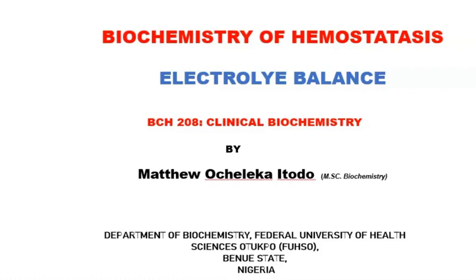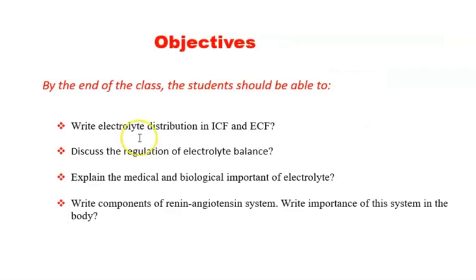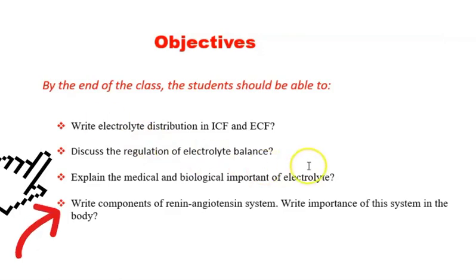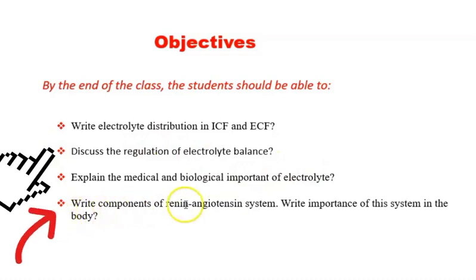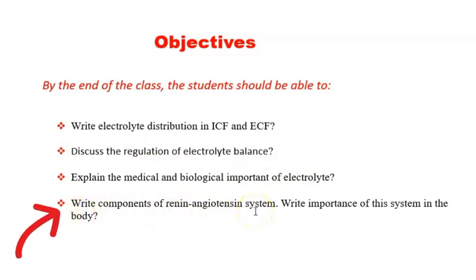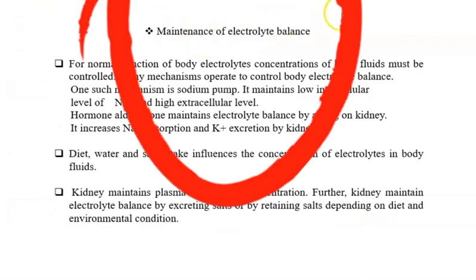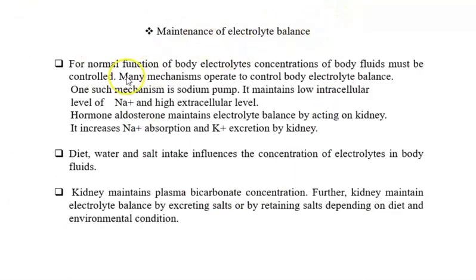We are here on the topic biochemistry of homeostasis, and I will be concentrating on electrolyte balance. In the course of this lecture, you will understand and be able to discuss regulation of electrolyte balance, or the components of the Renin-Angiotensin system, and then explain the importance of this system to the body, listing the maintenance of electrolyte balance.